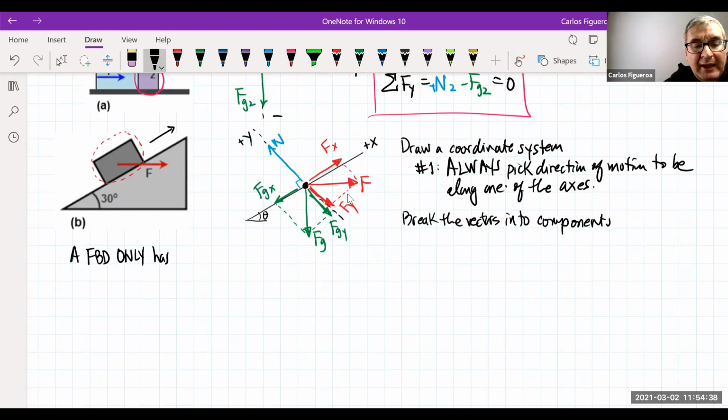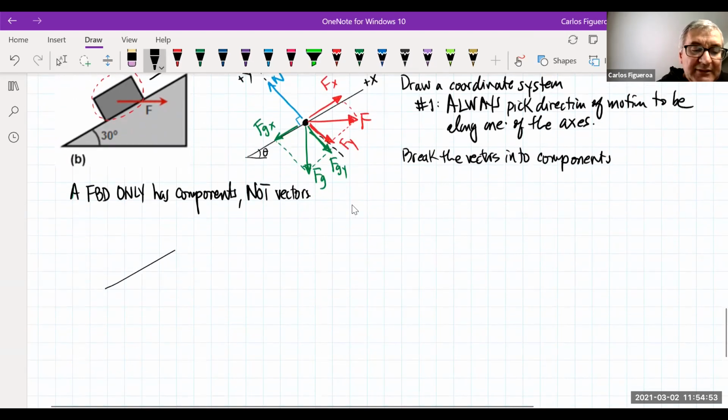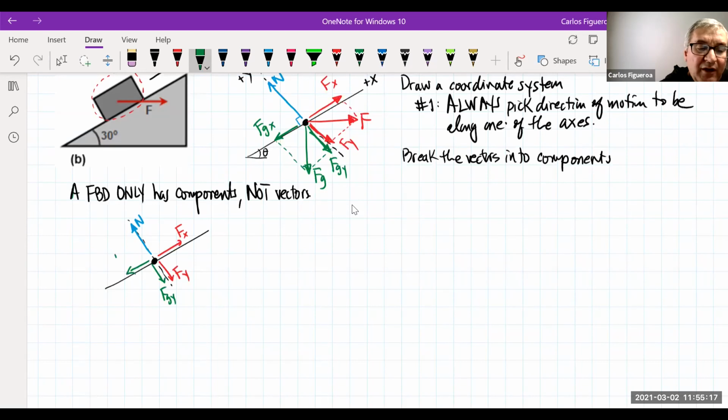only has components, not vectors. In other words, what I really would like to see is this: when I look at this thing and I have my coordinate system like this, there's really what? There's a normal force in this direction. There's a force in the x direction. There's a force in the y direction. There's a force of gravity in the y direction, and there's a force of gravity in the x direction.